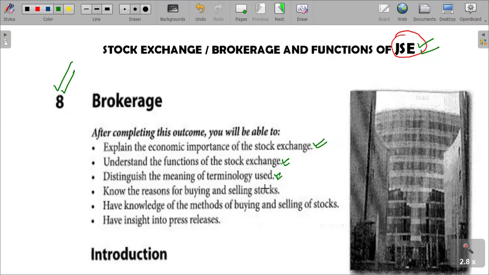Know the reasons for buying and selling of shares. Why is it important that shares must be sold? What is the importance of trading of shares? You must also have knowledge of the methods of buying and selling of stock. How are shares sold? How does the trading go on? And of course, you have insight into press release. What is a press release, how does it work, and what is its importance?